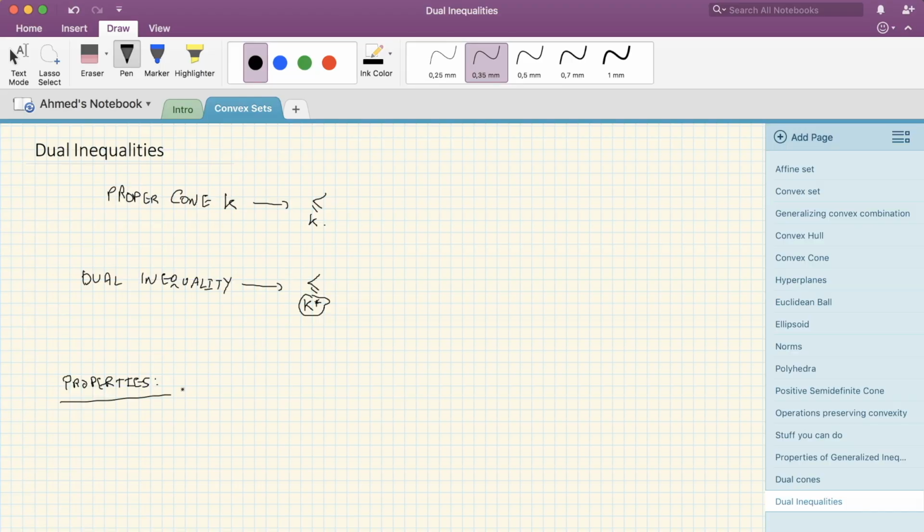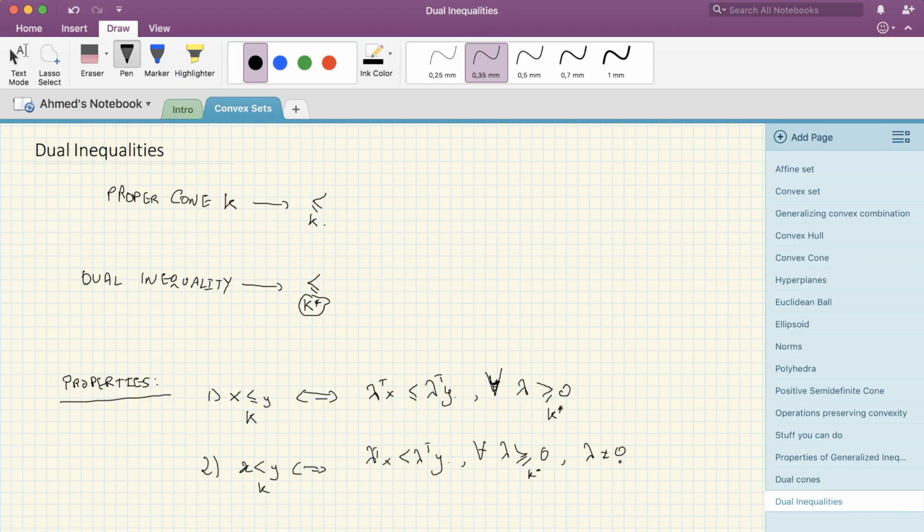1, if x is less than or equal to y on K, this is equivalent to saying lambda transpose x is less than or equal to lambda transpose y for all lambdas that are positive with respect to K star. You see the equivalence? So if x is less than y, then if you inner product on both sides with the same vector and you preserve the inequality, then this vector is positive in the K star sense. And 2, so to exclude the equality, to exclude the zero vector.